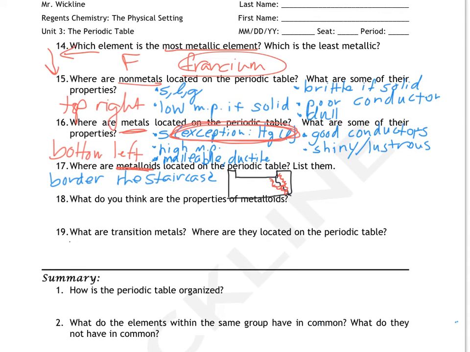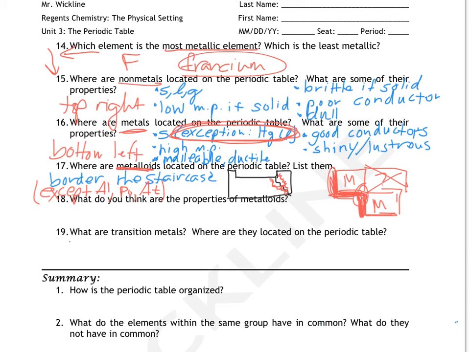So like let's say that this is the staircase. And then these are the elements. So I'm going to make this line really bold so that you know that that's the staircase. Here are some elements. This one's a metalloid. This one would be a metalloid. This one, not a metalloid. It only shares a corner with the staircase. So if it just shares a corner, that's not enough.